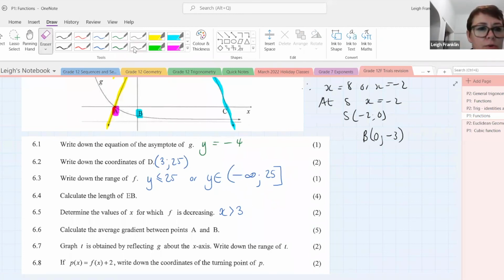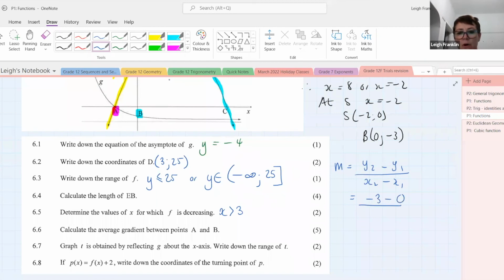M is equal to (y2 minus y1) over (x2 minus x1). Okay, so that is going to give us (-3 minus 0) over (0 minus -2). So that gives us -3 over 2. Okay, and that is the average gradient.